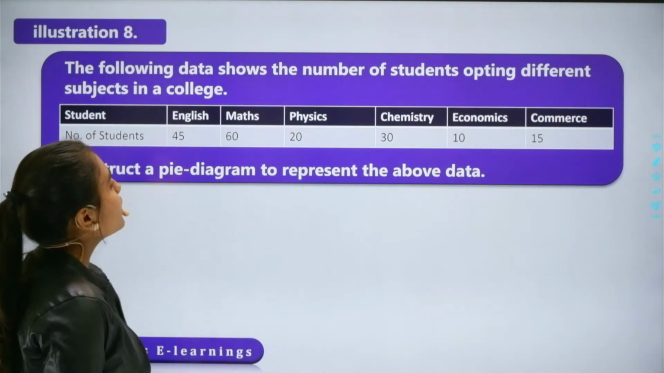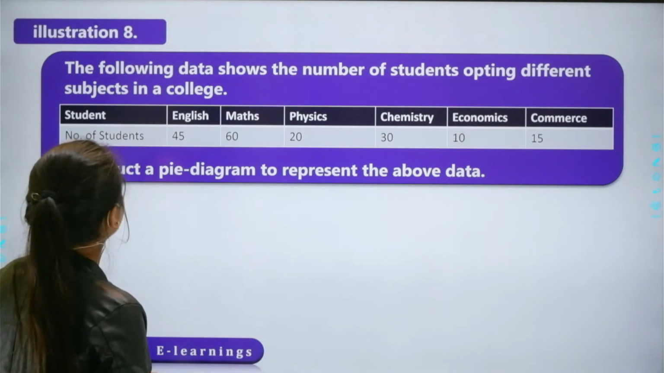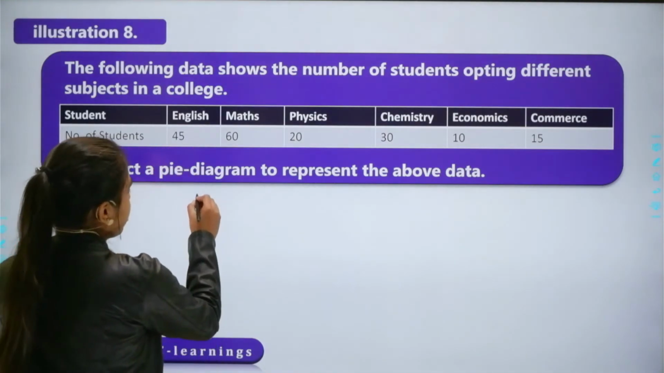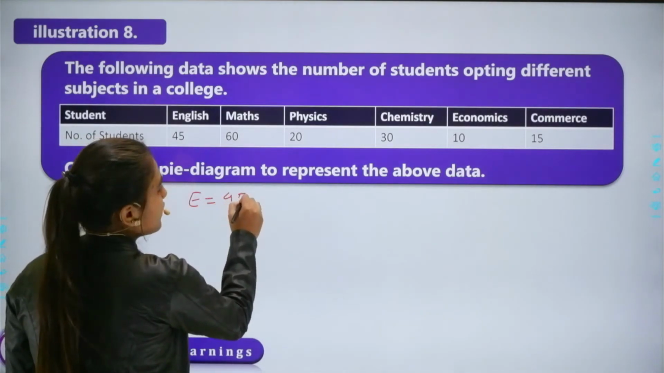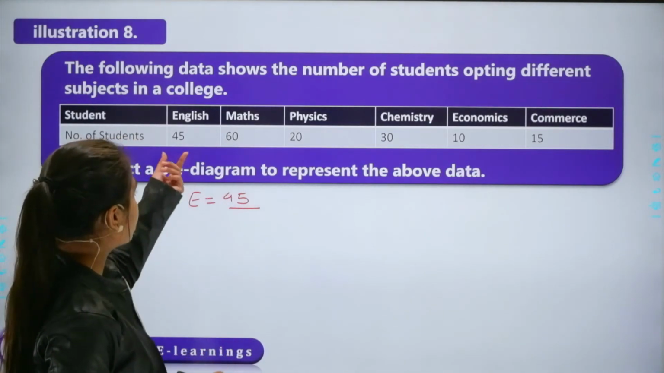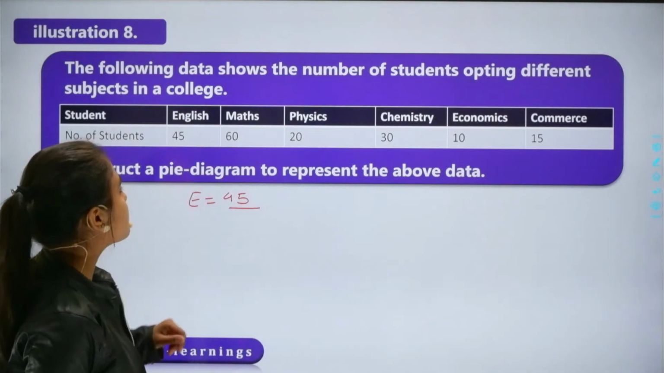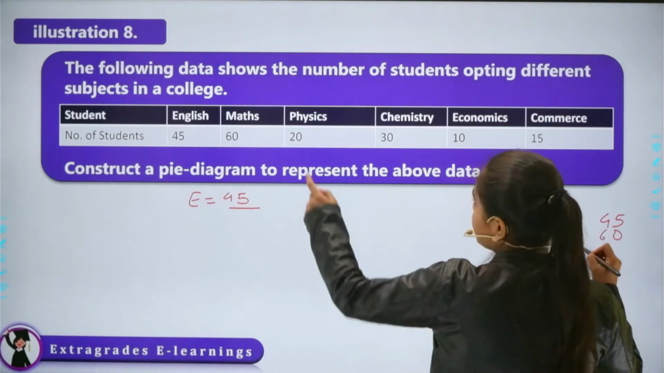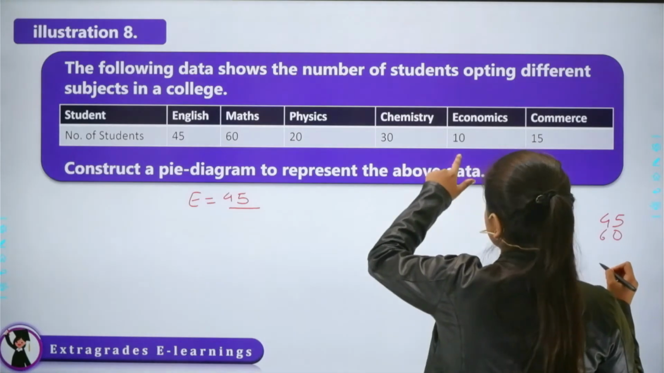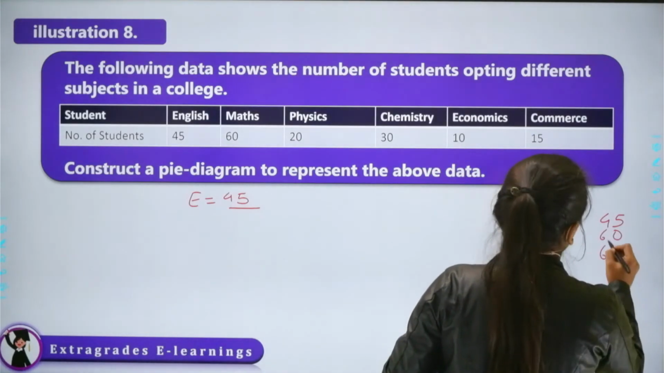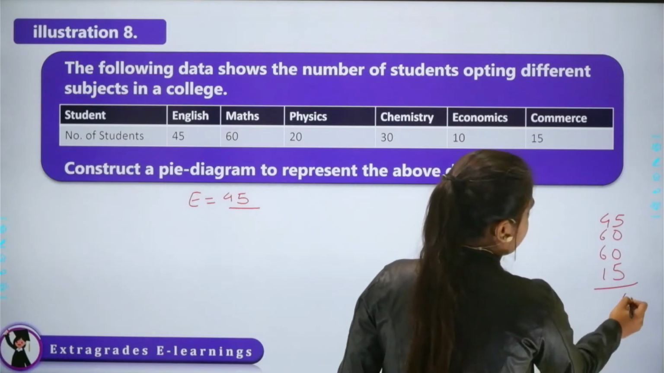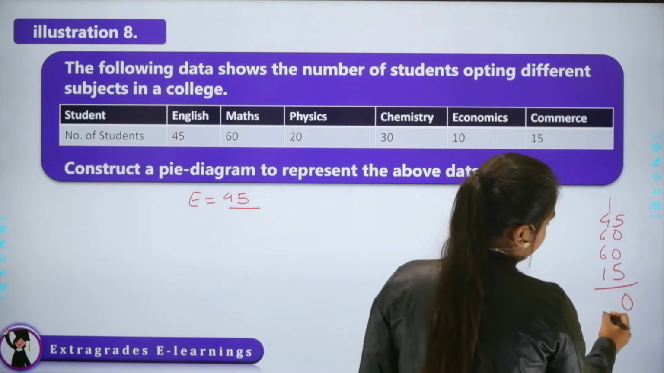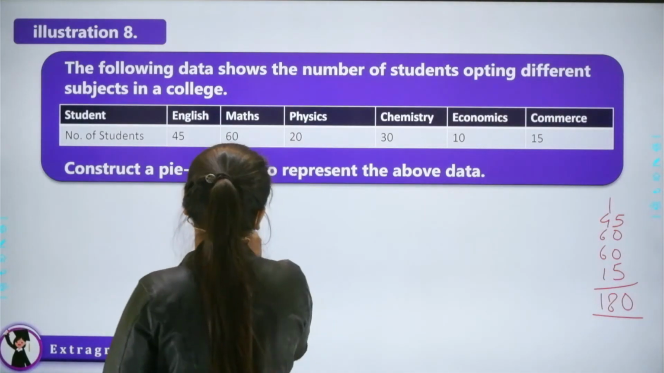Next is: the following data shows the number of students opting different subjects in a college. For English it is given as 45. So 45 upon, first of all let's take the total. 45 plus 60 is what? We have 45, 60, then we have 20, 30, 50, 60 again, then we have 15, 10, and the total is 180. So we have the total as 180.